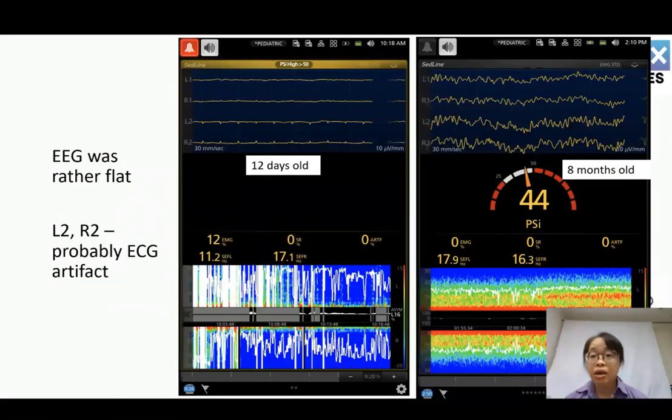So this is what it looks like for a 12 days old compared to an 8 months old. In the 8 months old, you see a much more wavy EEG waveform, whereas in the 12 days old, most of the time we see this flat EEG. Now, the little blips here are most likely ECG artifact. So this is how it looks on the spectrogram. The white strips are artifact or motion. The contact is not so good. So this is how we struggled to put the sensor on a little baby.